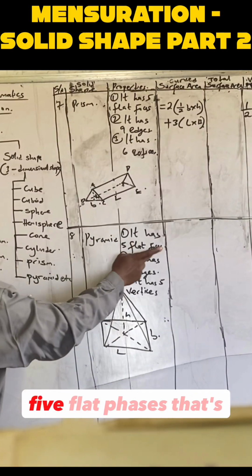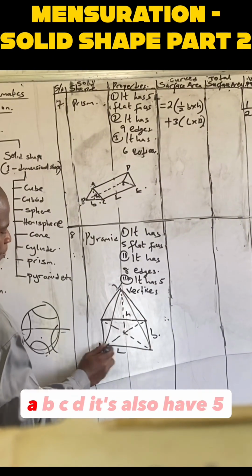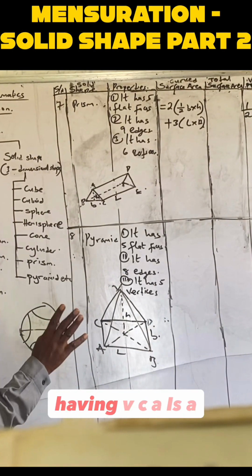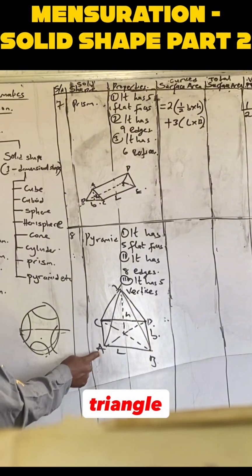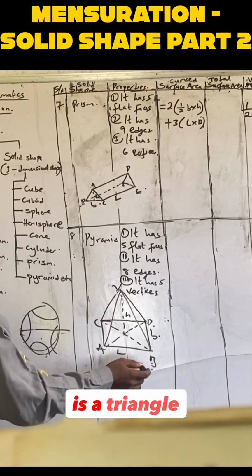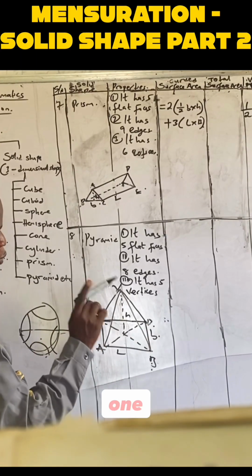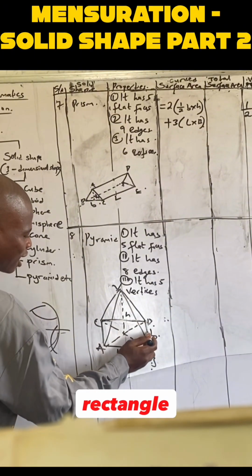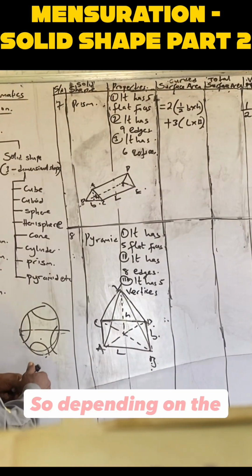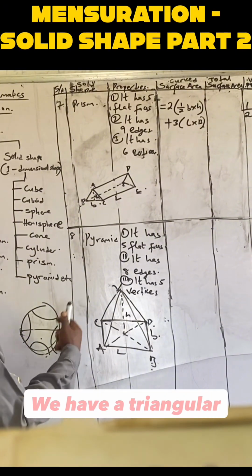Let's go to the pyramid. It has 5 flat faces, 8 edges and 5 vertices. As you can see, this is the vertex, this is A, B, C, D. How many triangles do we have? VCA is a triangle, VDB is a triangle, VAB is a triangle, and VCD is a triangle. So 4 triangles and 1 base. Our base here is a rectangle. Your base can be a rectangle, a square, or a triangle, depending on the question that was given to you. So we have a triangular pyramid, square pyramid, and rectangular pyramid.